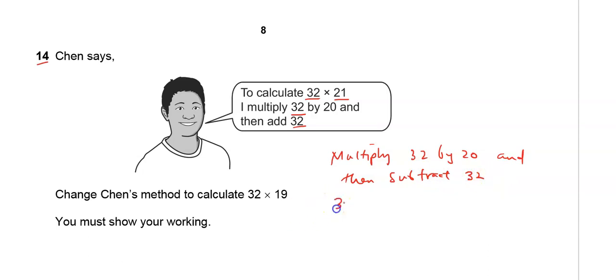So here we go. 32 multiplied by 20, of course, I'll subtract 32 because 20 take away 19 gives you 1. So 1 will be our 32. So 32 multiplied by 20, when you multiply by 0, you get 0. Multiply 2 by 2, you get 4. 2 by 3, you get 6. So the answer is 640.